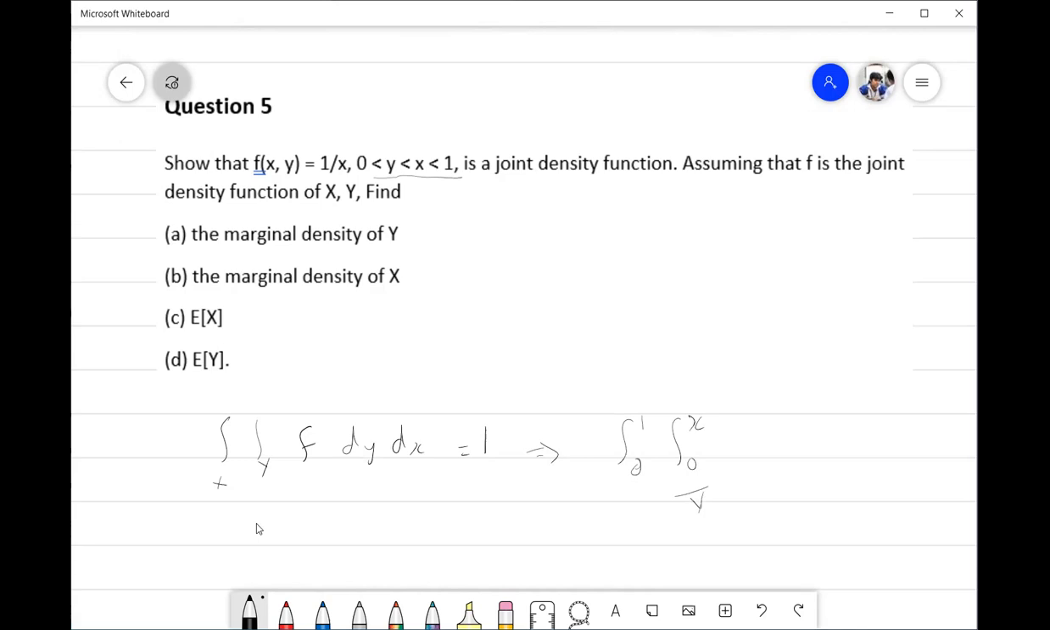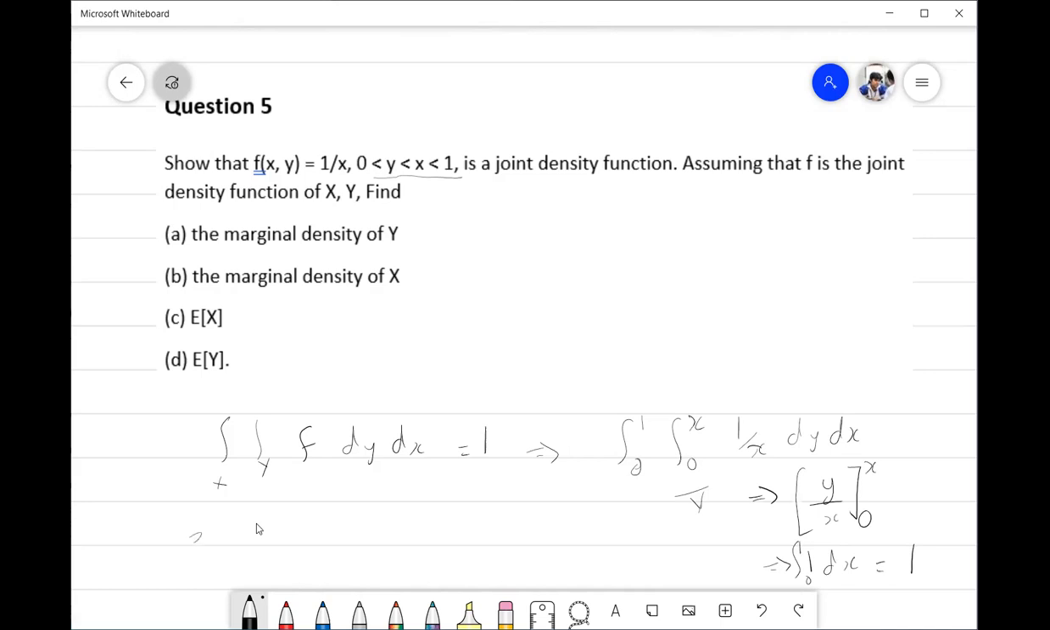Now, f is 1 upon x. If I integrate this with respect to y, that's y upon x. The limits I have to put in are 0 to x, again in y. So that will be just 1. Yeah, that will be 1. Now on 1 I have to input 0 to 1 with respect to dx. That is also equal to 1. Because the limits that I've put in add up to 1, I know for a fact that this is a joint density function.